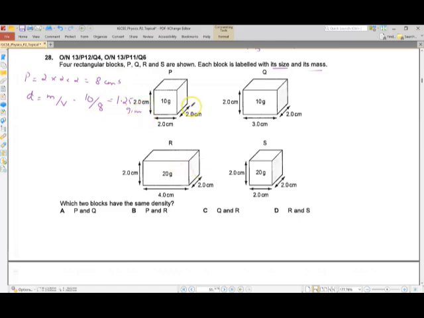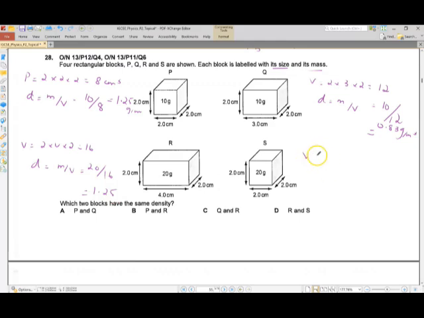Okay, for Q, volume would be 2 into 3 into 2. That is going to give us 12. So density is mass over volume. Mass is 10 grams per 12, which is the volume. So 10 over 12 is going to give you 0.83 grams per centimeter cube. Okay, for R, our volume is 2 into 4 into 2, that gives us 16. And density is going to be mass per volume. So mass is 20 and this volume is 16. So this is going to give us 1.25.